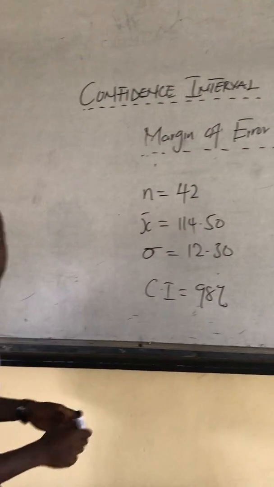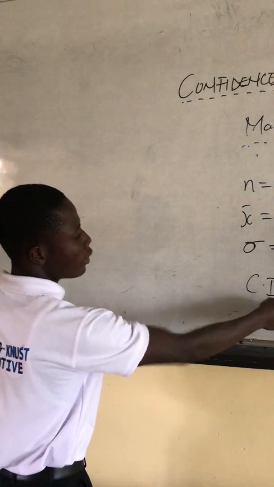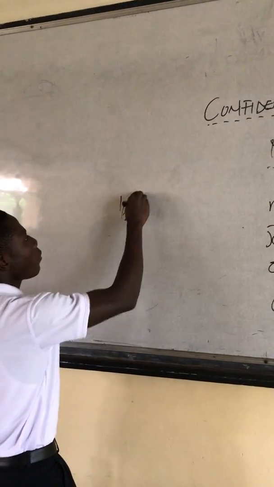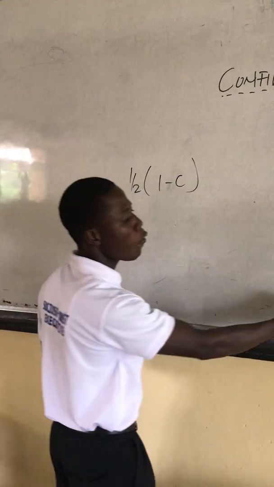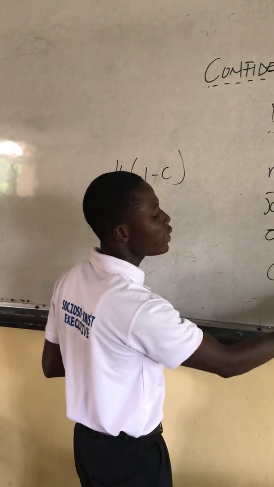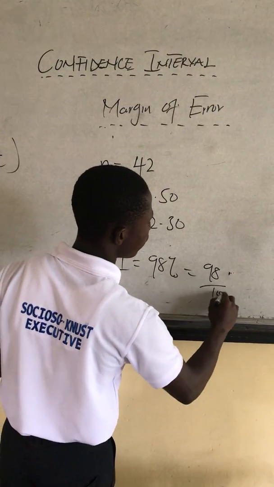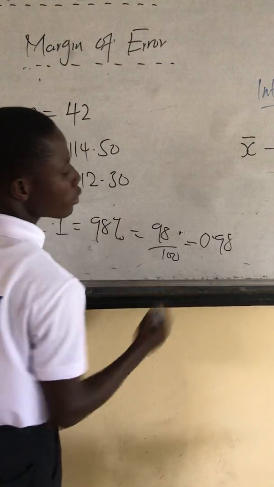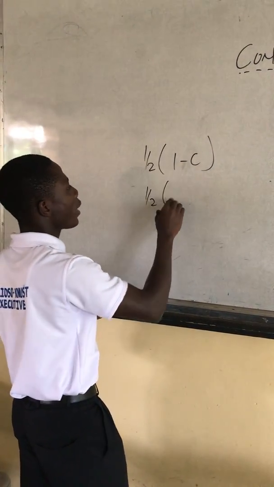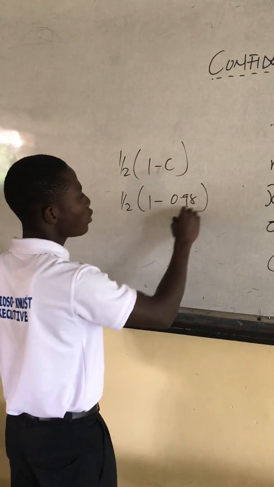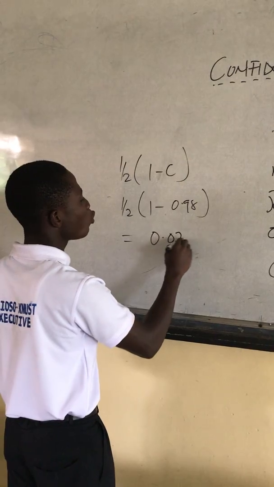First of all, we have to find the critical value for the 98% confidence interval. To find the critical value, the formula is one half of bracket 1 minus C, where C represents the level of confidence, and the level of confidence here is 98%. So we change 98 to a decimal: 98 over 100 gives 0.98. So it will be half of bracket 1 minus 0.98. If you input this on a calculator, our final answer will be 0.025.